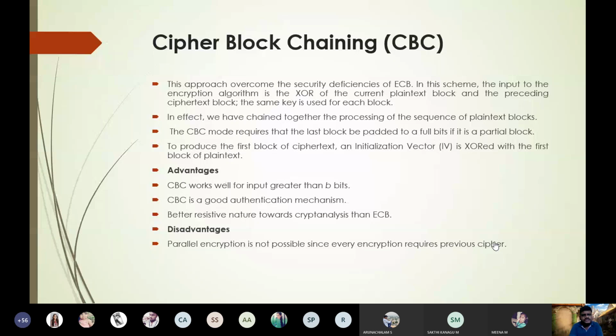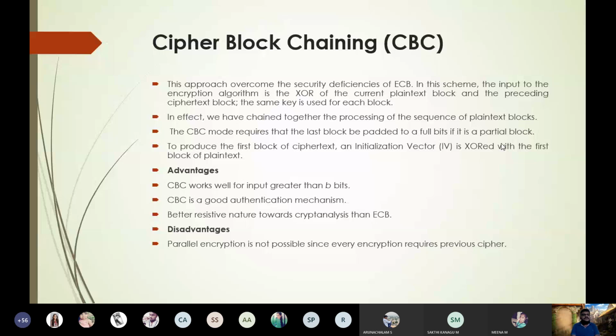And what is the disadvantage here? Parallel encryption is not possible. Why is parallel encryption not possible? Every encryption requires the previous cipher. Because in our ECB we have seen all the things take place parallelly. P1 is processed parallelly, P2 is processed parallelly, and each produces output parallelly, and that output is not used in any other function. All the four parts act independently.